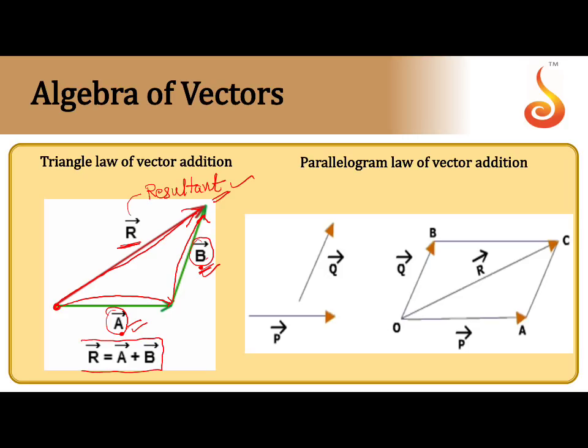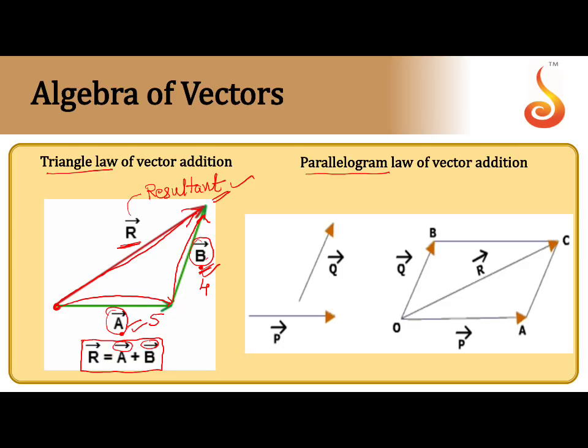It is represented by R vector equals A vector plus B vector. What I am trying to teach you is, if A is 5 units and B is 4 units, the answer is not always 5 plus 4. You need to also consider the direction when you add them. Therefore, how do we add vectors? Vectors can be added by two methods. One is the triangle law of addition of vectors. The second is the parallelogram law of addition of vectors.